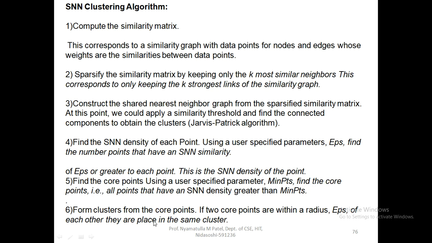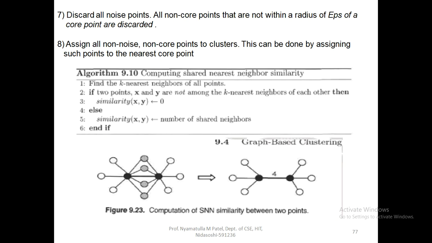Form clusters from the core points. Take all these core points into consideration and then form the clusters. If two core points are within the radius of epsilon of each other, they are placed in the same cluster. Then discard all the noise points, those which are not part of the graph or the similarity matrix. All non-core points that are not within the radius epsilon of a core point are discarded.